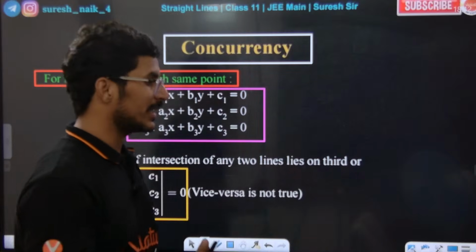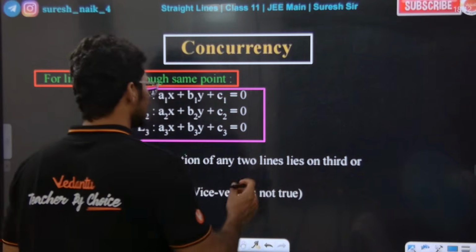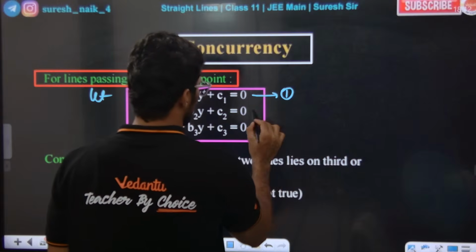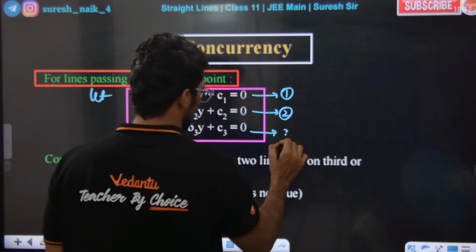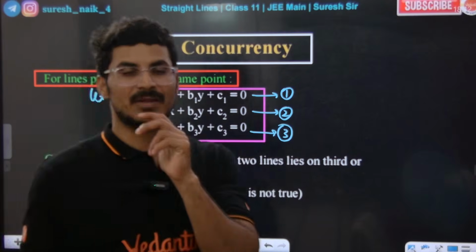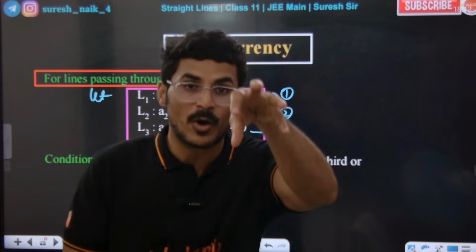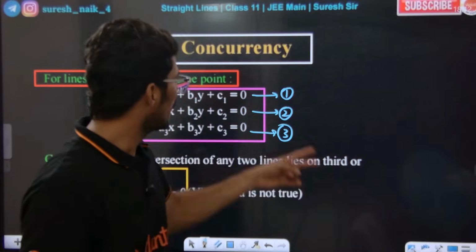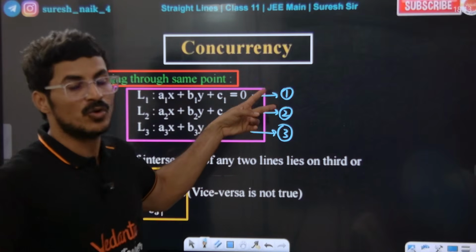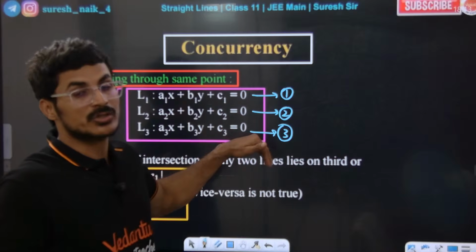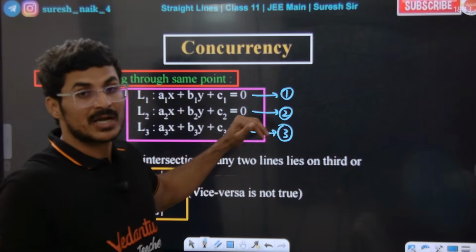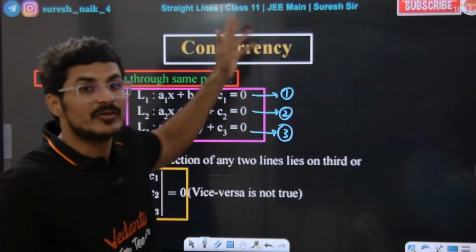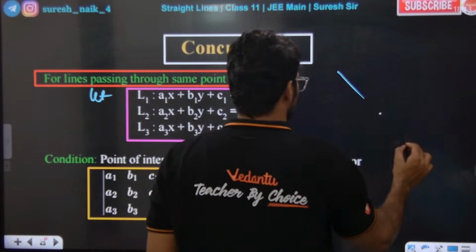Sir, one more thing basically, sir, is it equation number 1, sir? Is equation number 2, sir? Is equation number 3, sir? Either any two equations we solve, we get the point of intersection, sir, and the point of intersection will be lying on the third line. Yes, 100% yes. If we solve 1 and 2, we get the point of intersection, and it will be lying on the third line. Or if we solve 2 and 3, we get the point of intersection, and it will be lying on the first line. Sir, repeat it, sir.